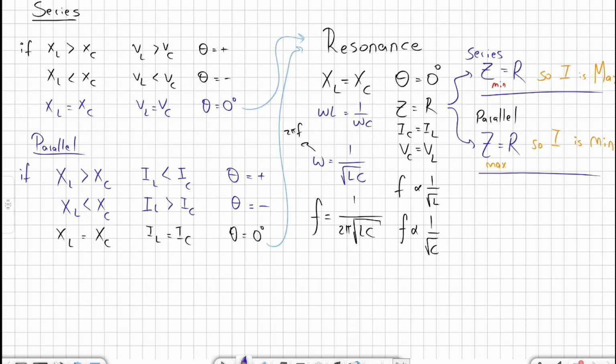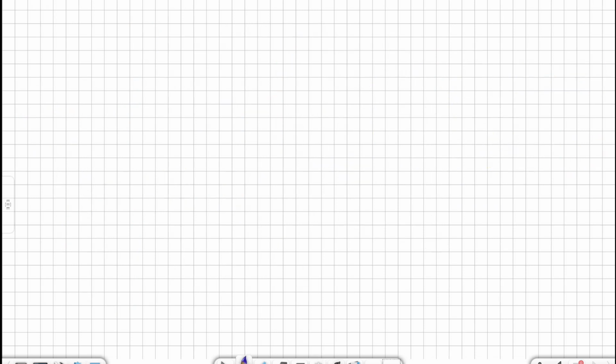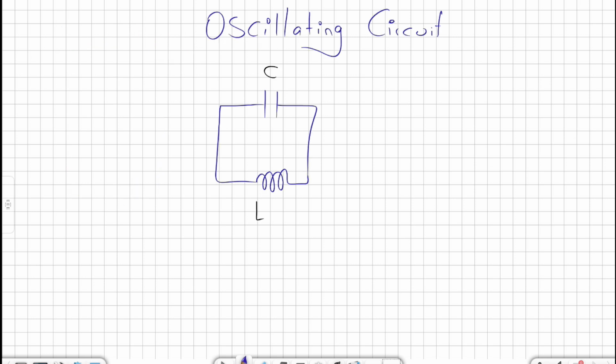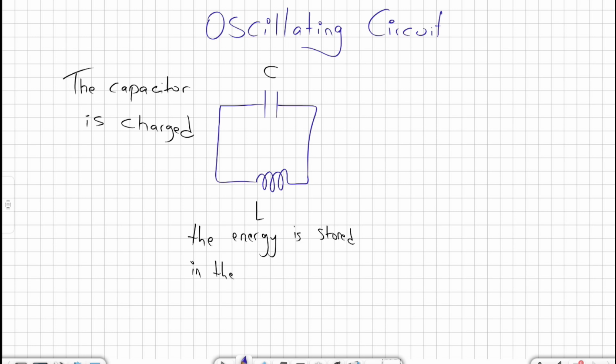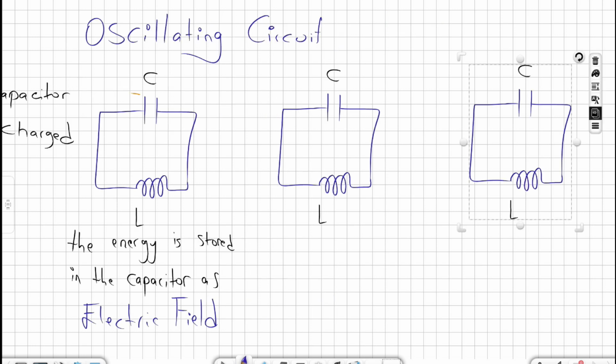Resonance has a very important application which is called an oscillating circuit. Oscillating circuit has been used in every device that works wirelessly. It is composed of a capacitor and an inductor. At the beginning, we will charge the capacitor by using an external source. The energy will be stored in the capacitor as electric field. Let's copy this. Let's say that the left side is positively charged and the right side is negatively charged. So there will be an electric field from positive to the negative one.